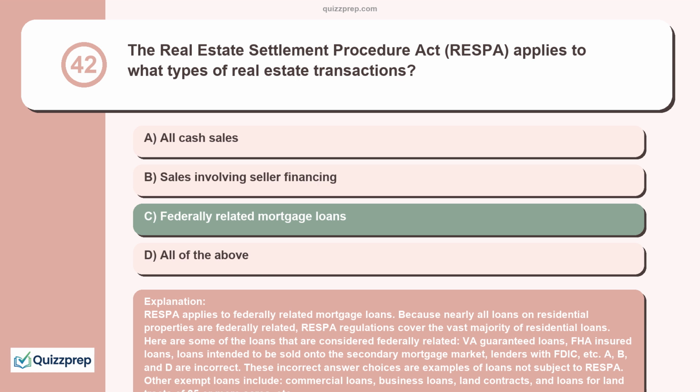Here are some of the loans that are considered federally related: VA guaranteed loans, FHA insured loans, loans intended to be sold onto the secondary mortgage market, lenders with FDIC, etc. A, B, and D are incorrect. These incorrect answer choices are examples of loans not subject to RESPA. Other exempt loans include commercial loans, business loans, land contracts, and loans for land tracts of 25 or more acres, etc.